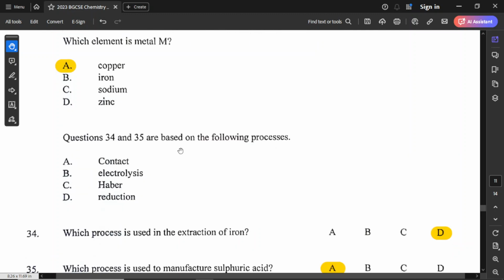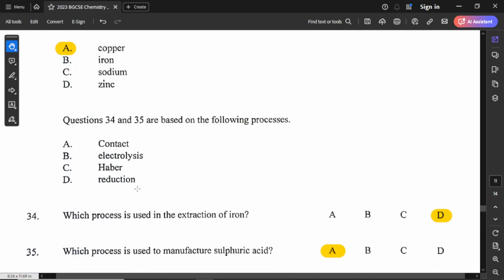Now, questions 34 and 35 are based on the following processes. We have the contact process, electrolysis, the Haber process, and reduction.